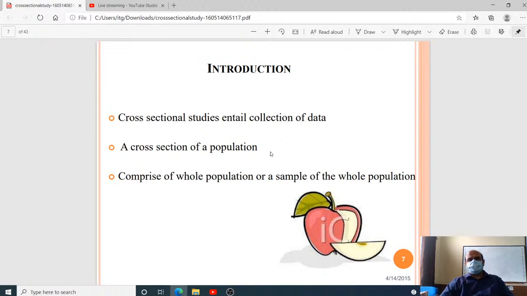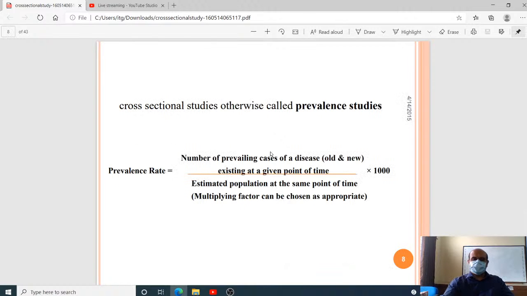Now, a cross-sectional study entails collection of data from a cross-section of the population. So we cross-sect the population and we cross-sect the time. We freeze the time and then we see what is happening in this time. It is a comparison of the whole population or a sample of the whole population. Cross-sectional studies are otherwise also called prevalence studies.